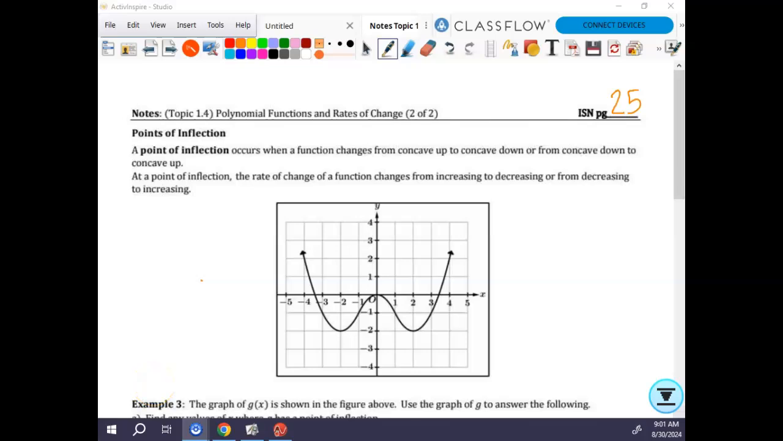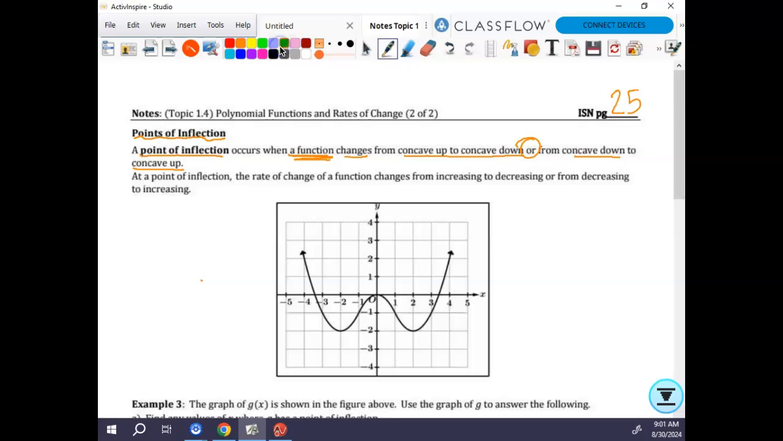We're going to start by talking about points of inflection, which I have already kind of given you that word and we've talked about what they are. But here's where our actual definition is. A point of inflection occurs when a function changes from concave up to concave down or from concave down to concave up. So it is your change in concavity.